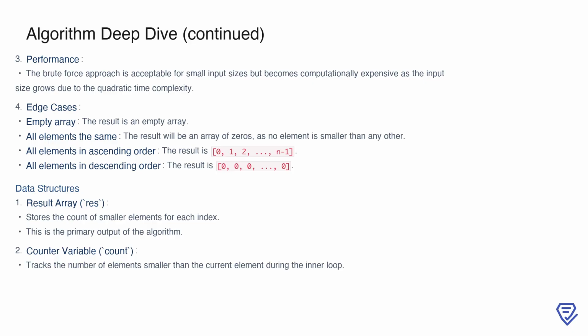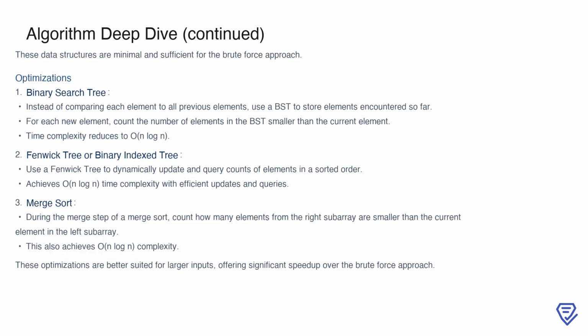The brute force approach uses two key data structures: the result array res, which stores the final counts, and the counter variable count, which keeps track of smaller elements during each comparison. While minimal and straightforward, these structures are sufficient to implement the algorithm. Although the brute force approach is simple and intuitive, it becomes inefficient for larger arrays.